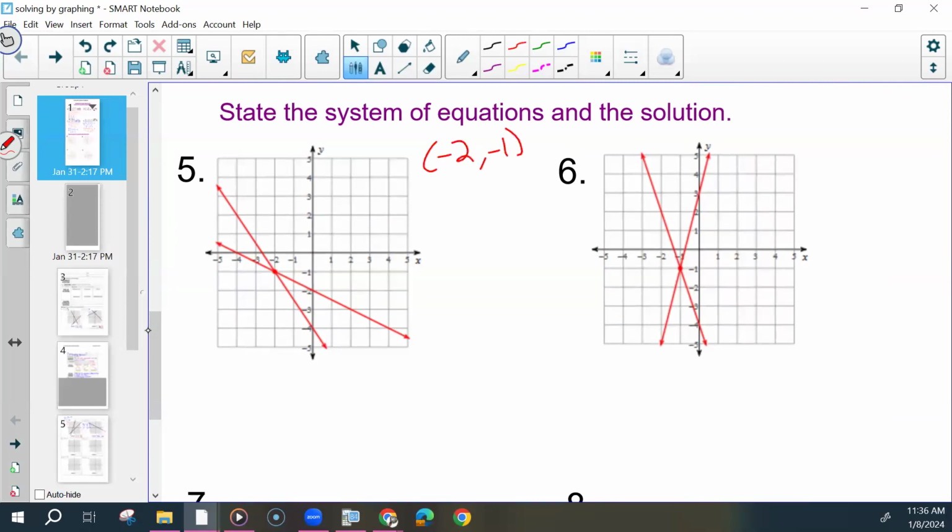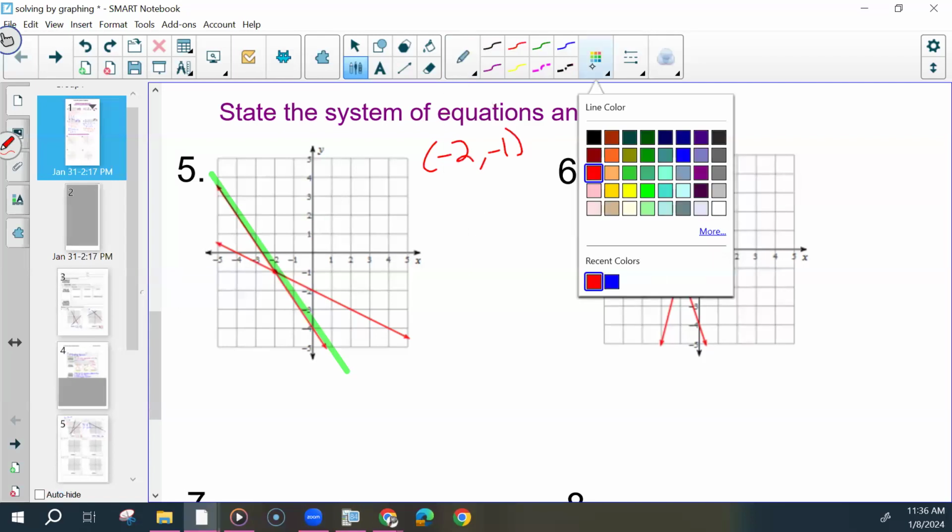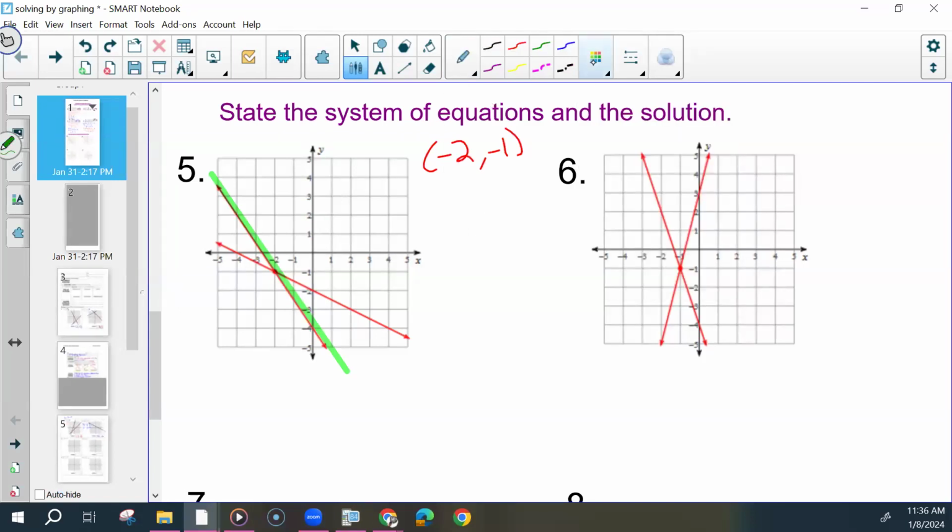And then to state the system, we just have to write the equation for both lines. I'm gonna highlight one of these, change the color of it. So of my green line now, to write the equation, I need to know the slope and the y-intercept. What is the slope? For this one? Oh, sorry.